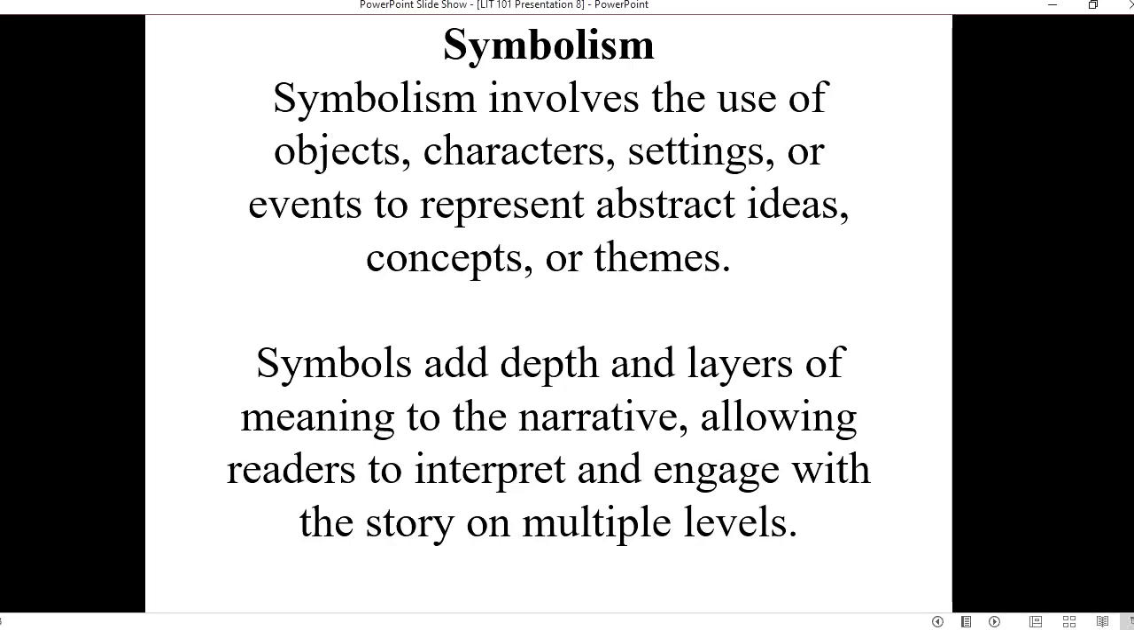So the next one is symbolism. From symbolism, we can derive the word symbol, which involves the use of objects, which can be in the form of objects, characters, settings, or events. So symbols or symbolism has to do with the use of symbols to carry out a message, to pass a message to the reader.